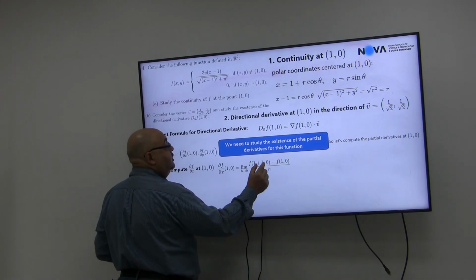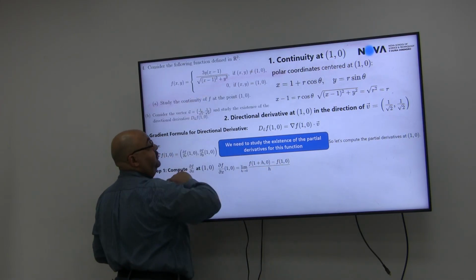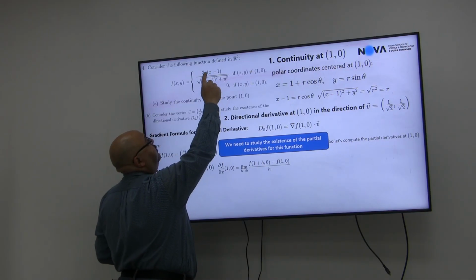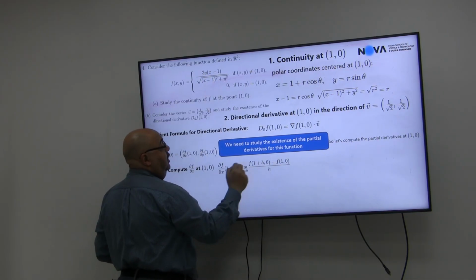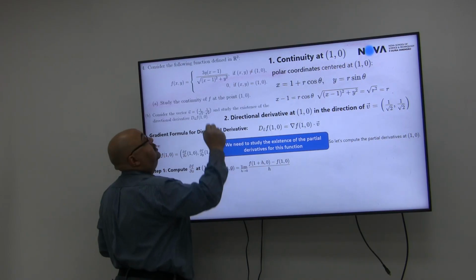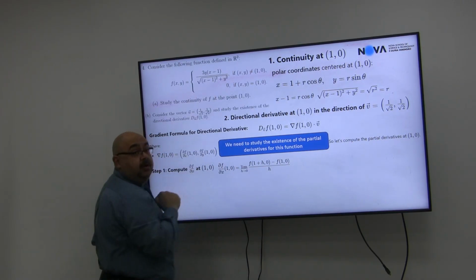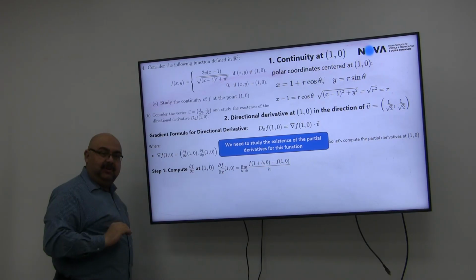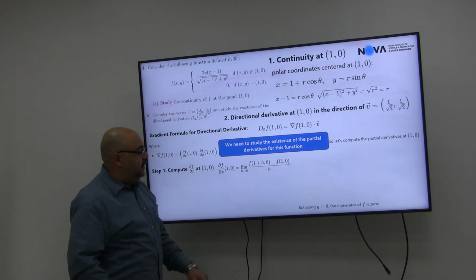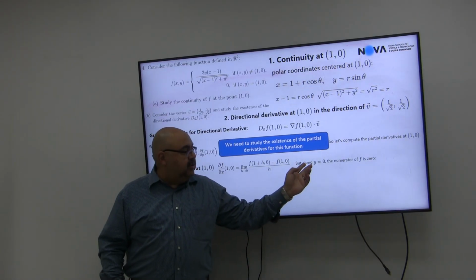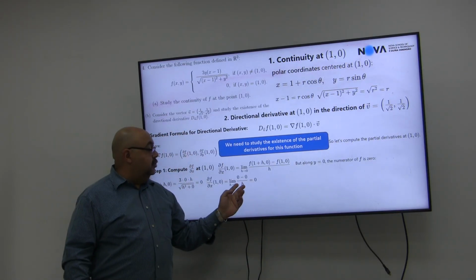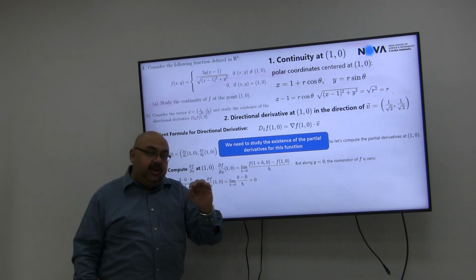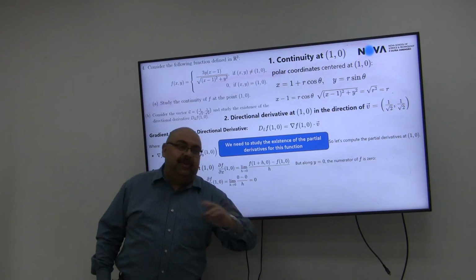I will take these values and substitute in this function. So I will replace x by 1 plus h and replace y by 0. Once you replace y by 0, these values are going to equal 0. So the first partial derivative exists and it's equal to 0. In a similar manner, once you start substituting, it's going to equal 0. The same will happen with the partial derivative in the y direction.